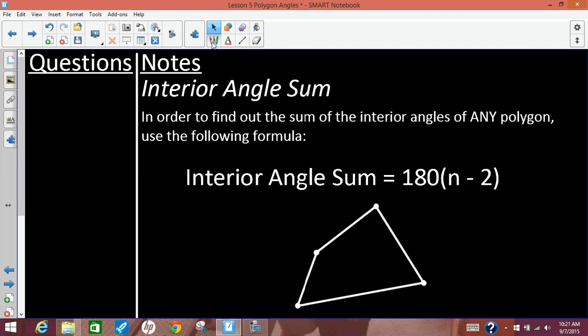So the important thing here is to see that n in this formula represents the number of sides. So you should probably write that down. N is the number of sides in the polygon. So if we take the number of sides and subtract 2 and multiply by 180, it'll tell us how much all of the interior angles add up to. So if I were to add up the measure of each of these inside angles, that's what we're talking about.